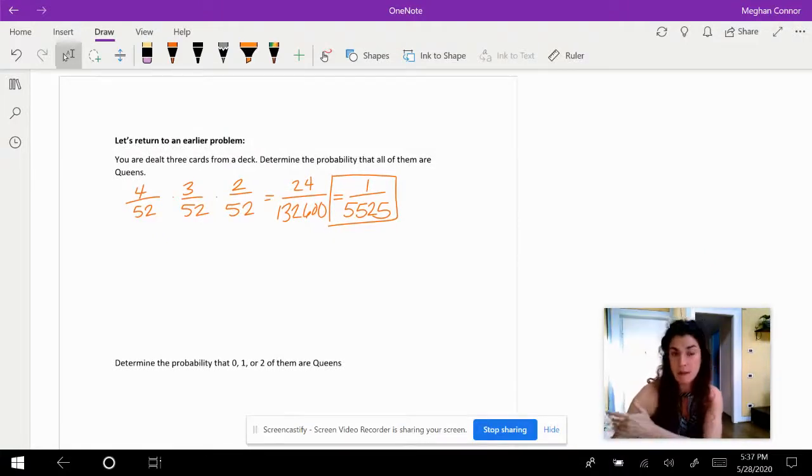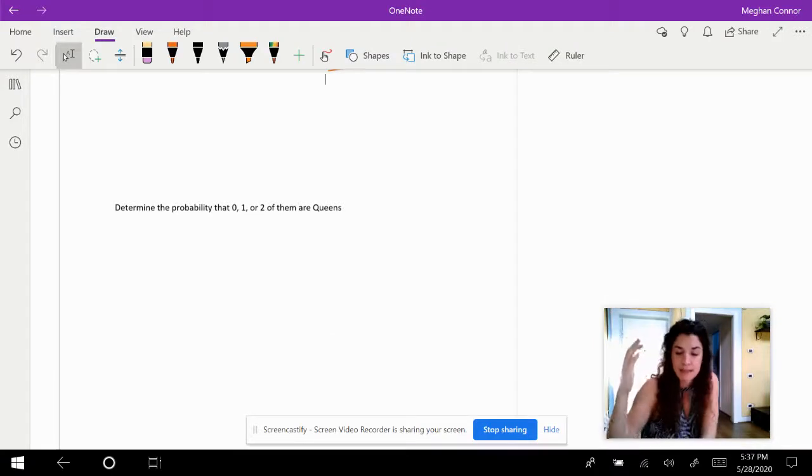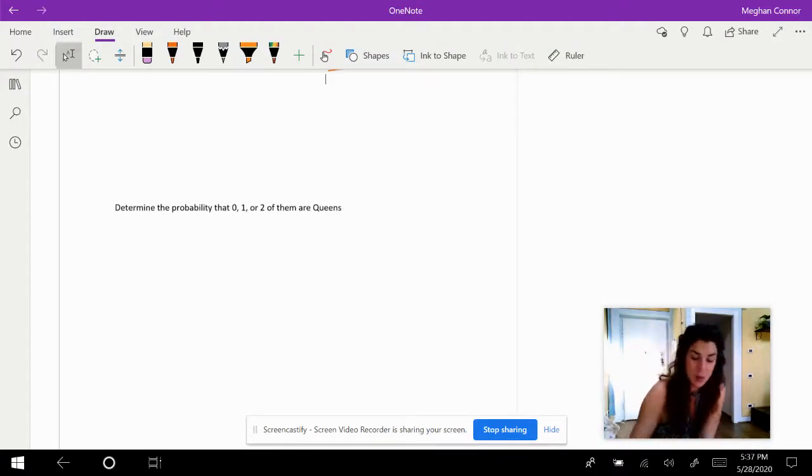Instead of choosing our combinations in order to figure out the possible occurrences of this happening, we've used this idea of a dependent event of things losing their number as we go down. Okay, so let's practice this a little bit more. Determine the probability of there being 0 queens.